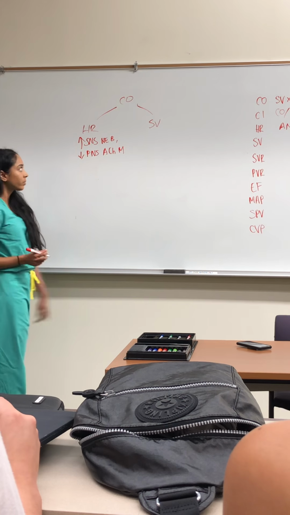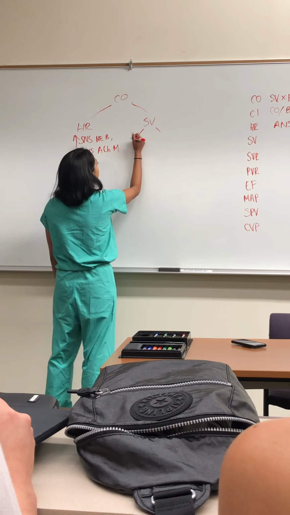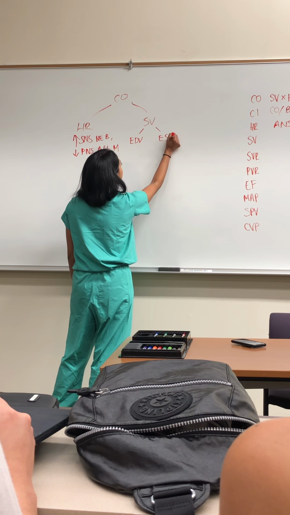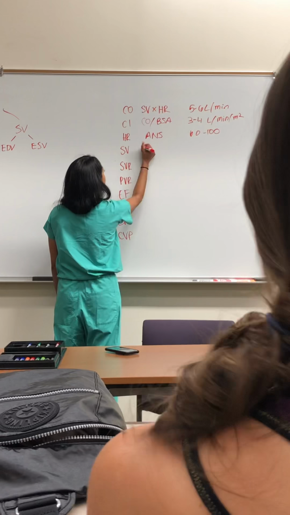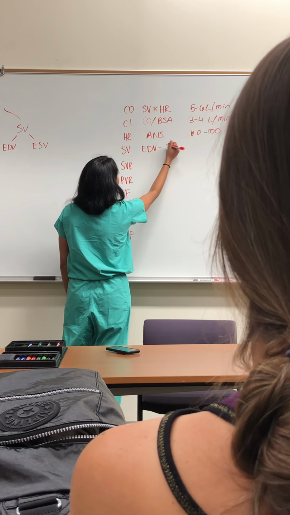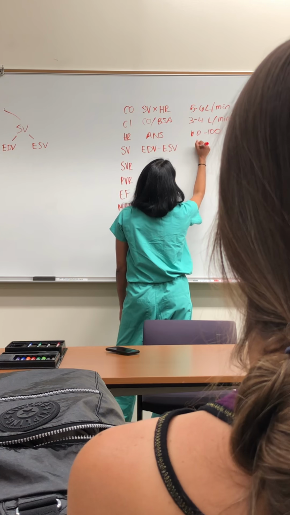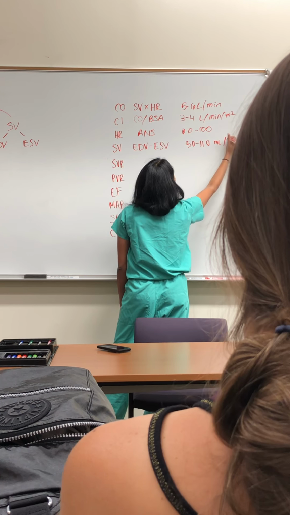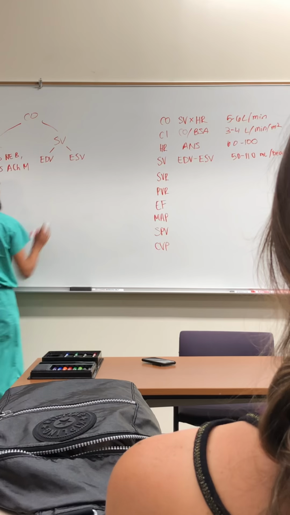Stroke volume is influenced by two separate variables, end diastolic volume and end systolic volume. To come up with stroke volume, we just need the difference between these two. So this is just end diastolic volume minus end systolic volume, and normal is 50 to 110 mLs per beat. So let's look at these more closely.